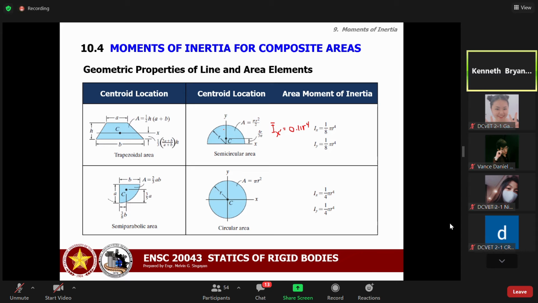How about I bar y prime? Okay, anyone? Anong value ng I bar y prime? That is the moment of inertia with respect to the centroidal y prime axis. So anyone? May makapagbigay ba ng value?